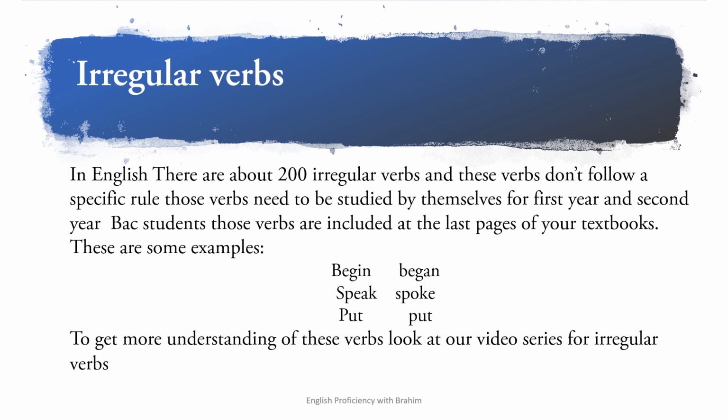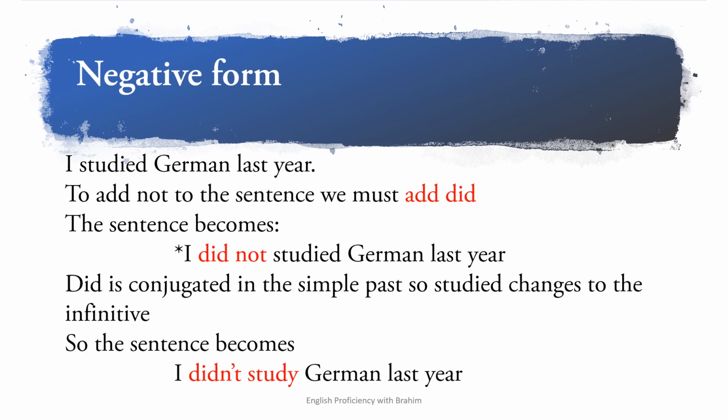Now we move to the negative form. So look at this sentence: I studied German last year. To add not to the sentence, we must add did. We must add this auxiliary verb, did. Okay? Because I studied German last year is an affirmative sentence.